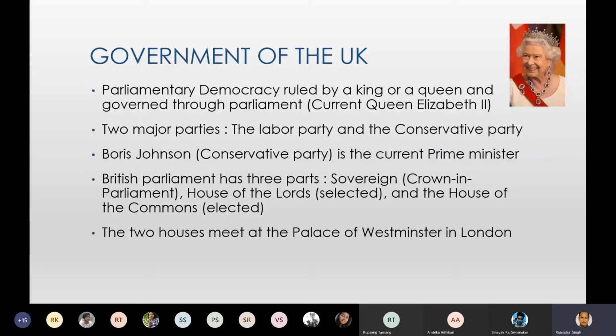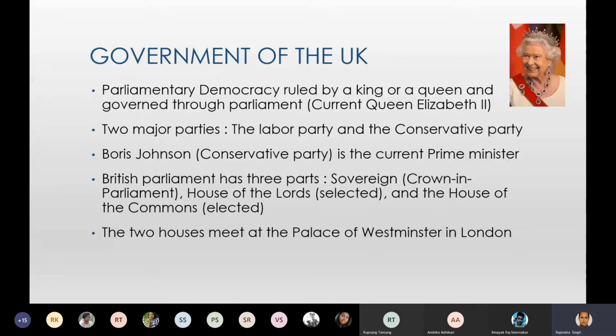There's also the House of Commons. The members of the House of the Commons are elected by people. When they have elections, people will vote for the representatives for the House of the Commons. This may be different from the system in Nepal.